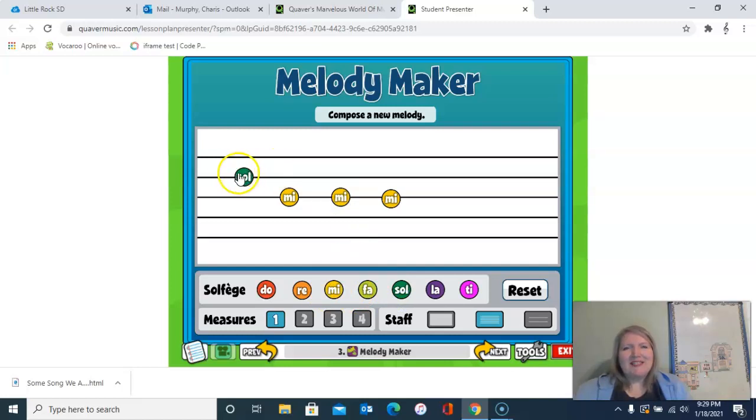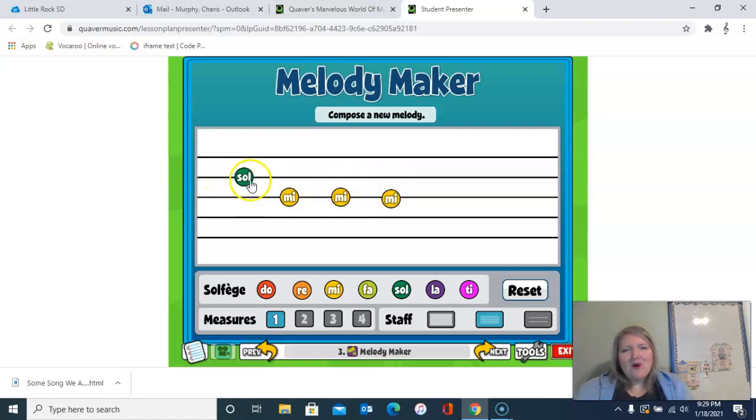Now, what does it read? Now our song. I can't remember if I told you this before, but we read music from left to right. Just like you read a book from left to right, you're going to read music from left to right, just like this.